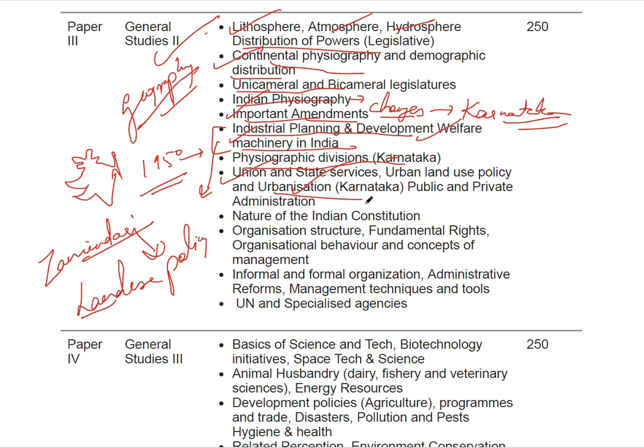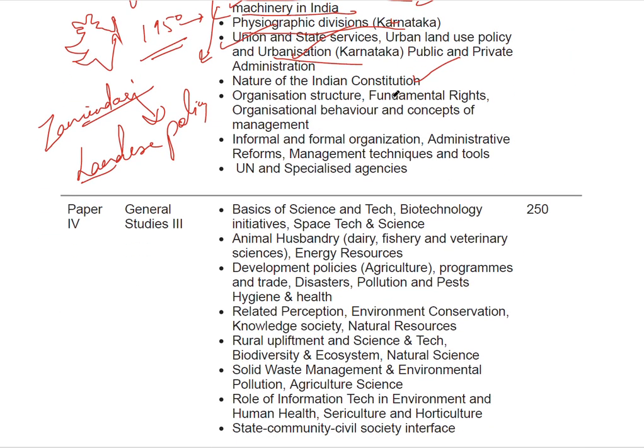Then the nature of the Indian constitution. What is this? Nature of the Indian constitution means, you all might know, the preamble, secularism, and so forth, the values ingrained in our constitution, like secularism and socialism. So what kind of nature is there, how does it support all religions and other things, we will be covering in this part.